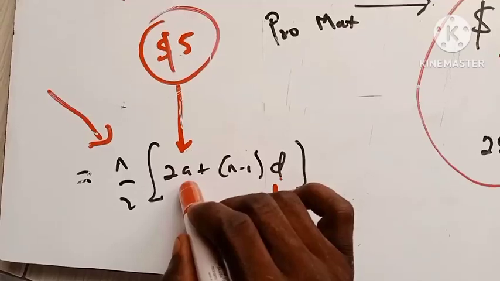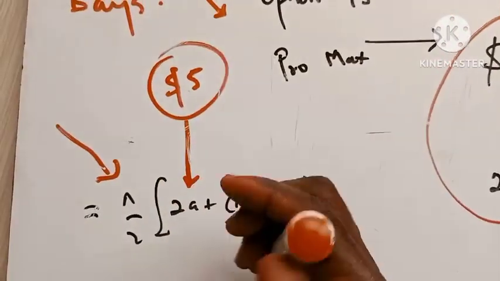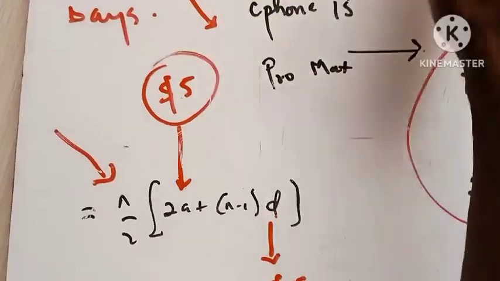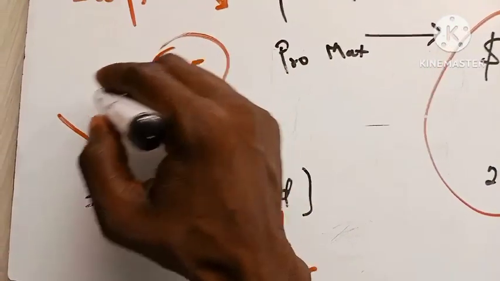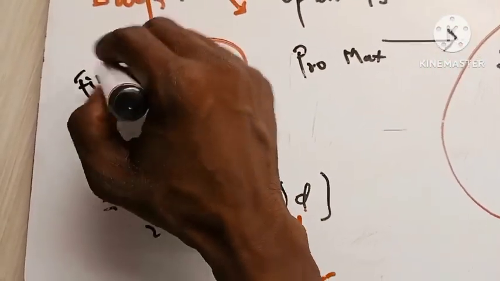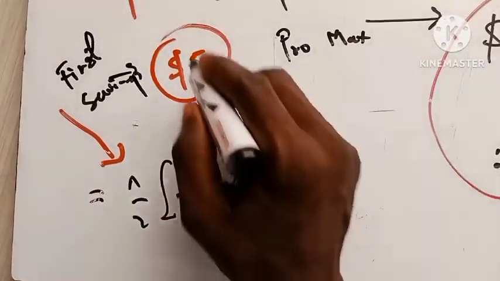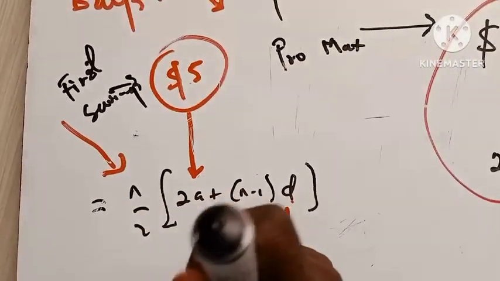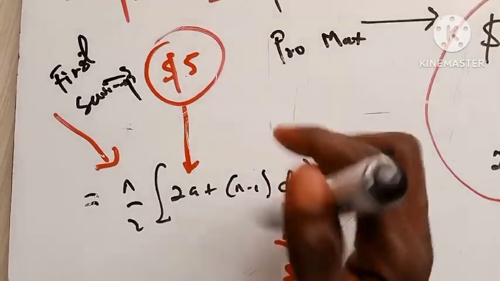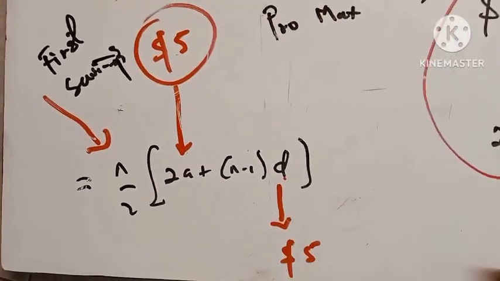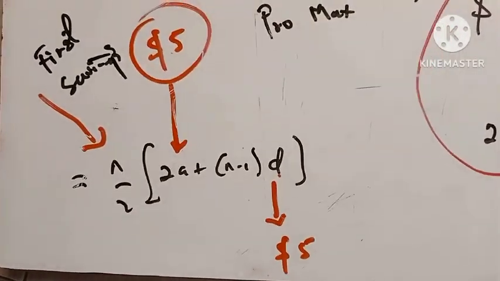Now let's name this a to be our first savings. This a is just going to be the first savings. So assuming on the first day you want to save just an amount of $5, you are starting with your $5 down. So a here is going to be 5.